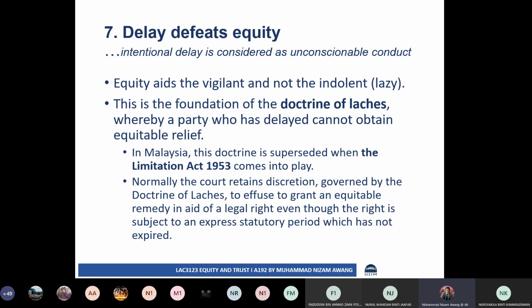What counts as delay, if it is not provided in the statute, would be determined based on the court's discretion. Whether the delay is reasonable or unreasonable is, of course, a question of fact, based on the unconscionable or conscionable conduct of the parties. So if there is any express limitation in the statute, we need to follow the statute. If there is no express limitation of time under the statute, you can rely on the doctrine of laches.